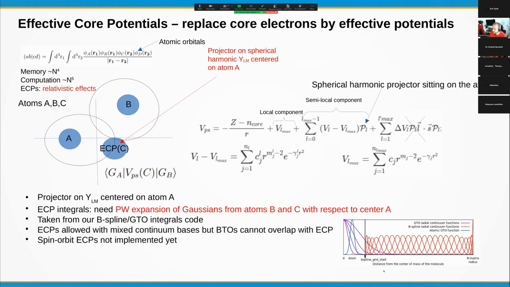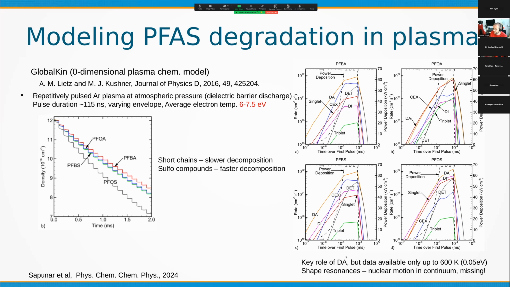However, to be able to say something about the nuclear dynamics, we would have to study the resonances in the continuum. And this is a very difficult problem because we would need to do many calculations for different geometries of the molecules. And this is very costly. And so this is basically one of the reasons why we wanted to make the calculations more efficient.